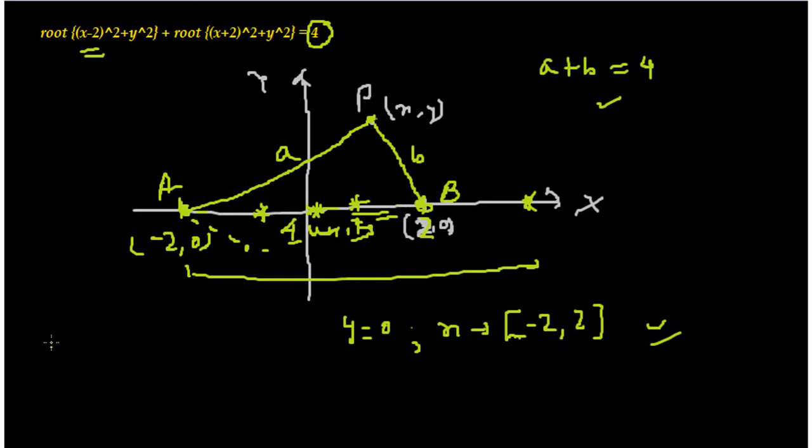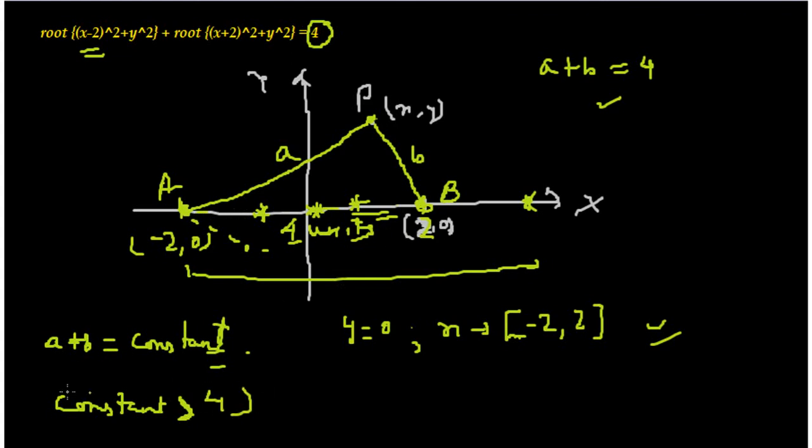That's the same condition wherein we are saying A plus B is equal to a constant, and the only consideration here is that the value of that constant should be greater than the length between the two foci, which in this case is 4. So we were lucky enough to get this value as 4, so that we had a simple range of values for x and y was 0. But in case this value was given higher than 4, the locus of P would have been an ellipse. Thank you.